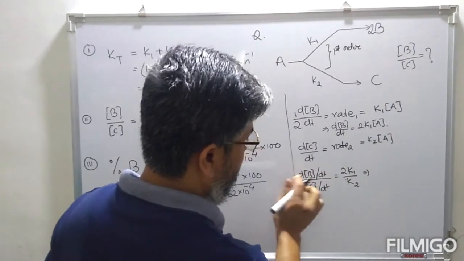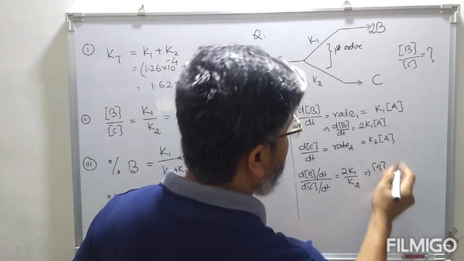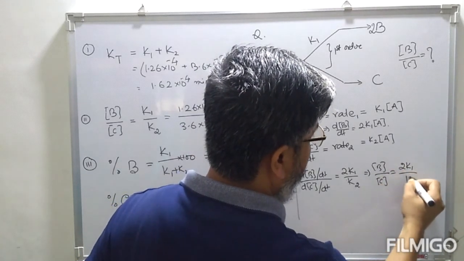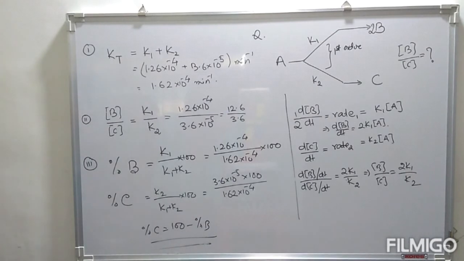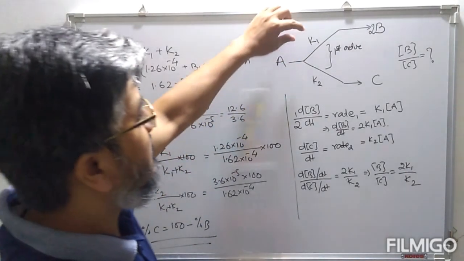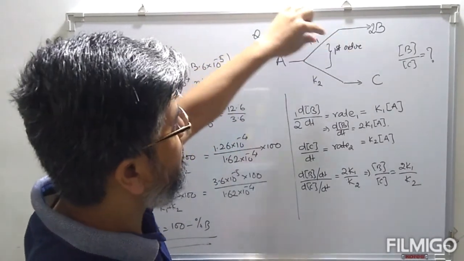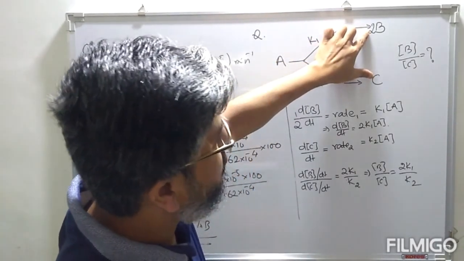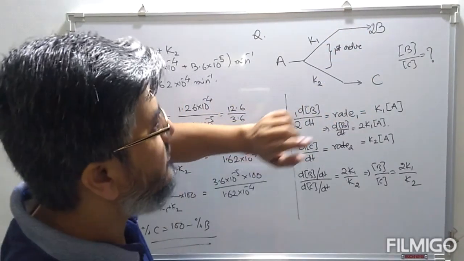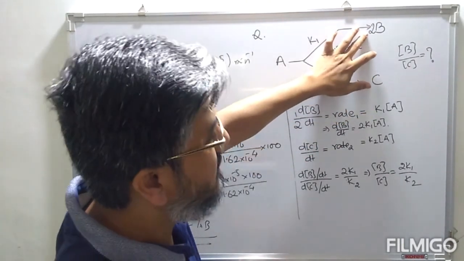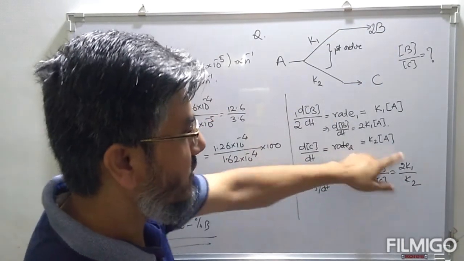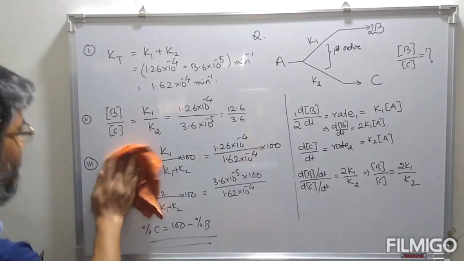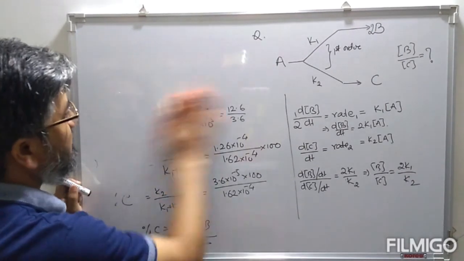So look at this, this is the product ratio of B and C. So this is equal to 2K1 by K2. This means simply that the product ratio is equal to the ratio of rate constants, provided the stoichiometric coefficient is 1:1. But if the stoichiometric coefficient changes from 1 to some other factor, then please take that into account. This is the second question.